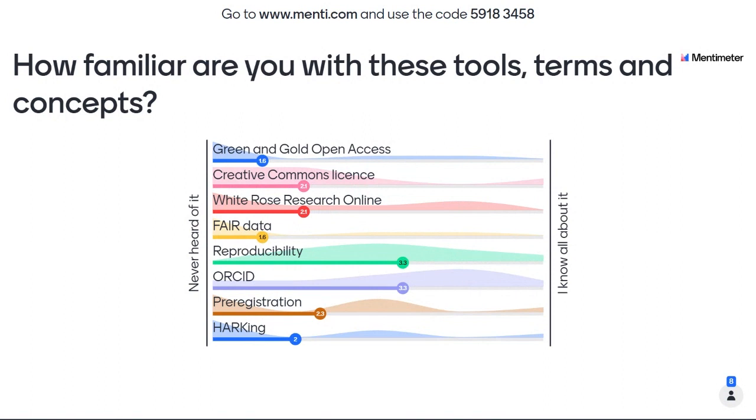You can see colleagues are contributing. We've had 8 so far. It's quite interesting. We're getting a bit higher for reproducibility and ORCID than, for example, green and gold open access, where again it depends on the audience, depends who's in the room. The green and gold open access for some will be a very well understood concept, wouldn't it? The publication options, for people who are in the thick of publishing academic papers. So that's interesting. Yeah, FAIR data is quite low. We'll touch on that. White Rose Research Online, we'll tell you about that.